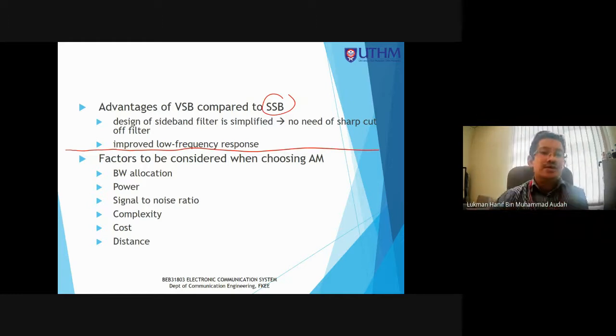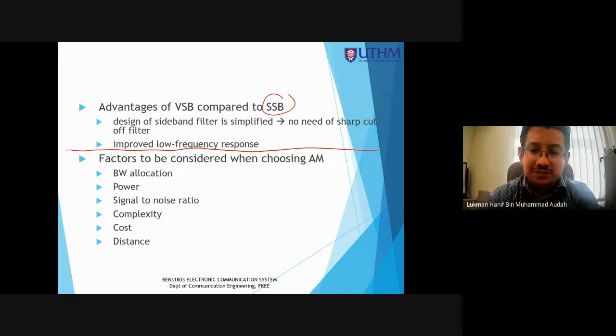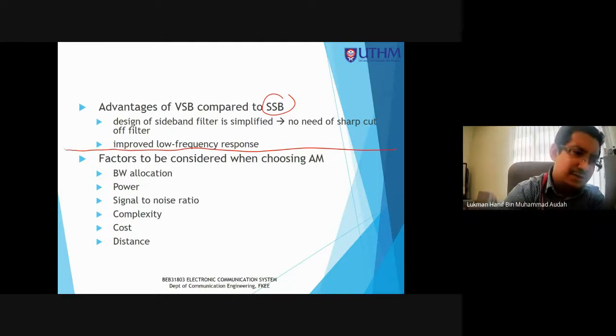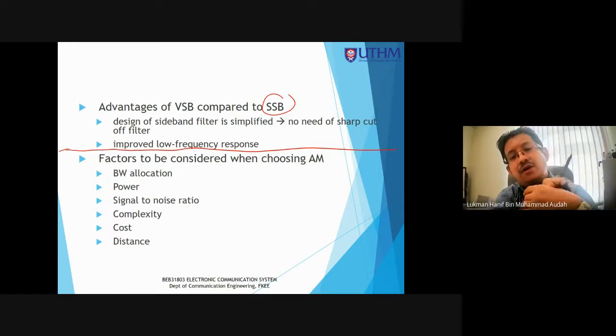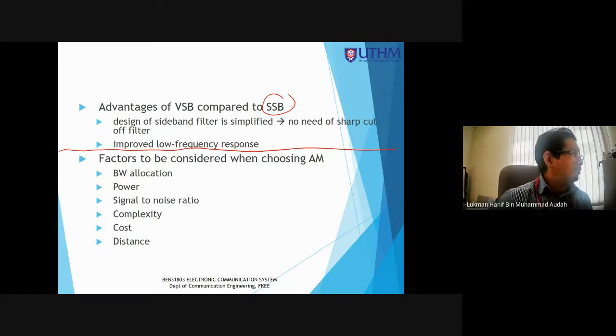Okay. And then this one yang bawah sini, so yang bawah ni sebenarnya perkara lain sebenarnya. Dia kata what are the factors when we want to choose the type of AM? Apakah faktor yang kita boleh lihat untuk memilih amplitude modulation techniques?